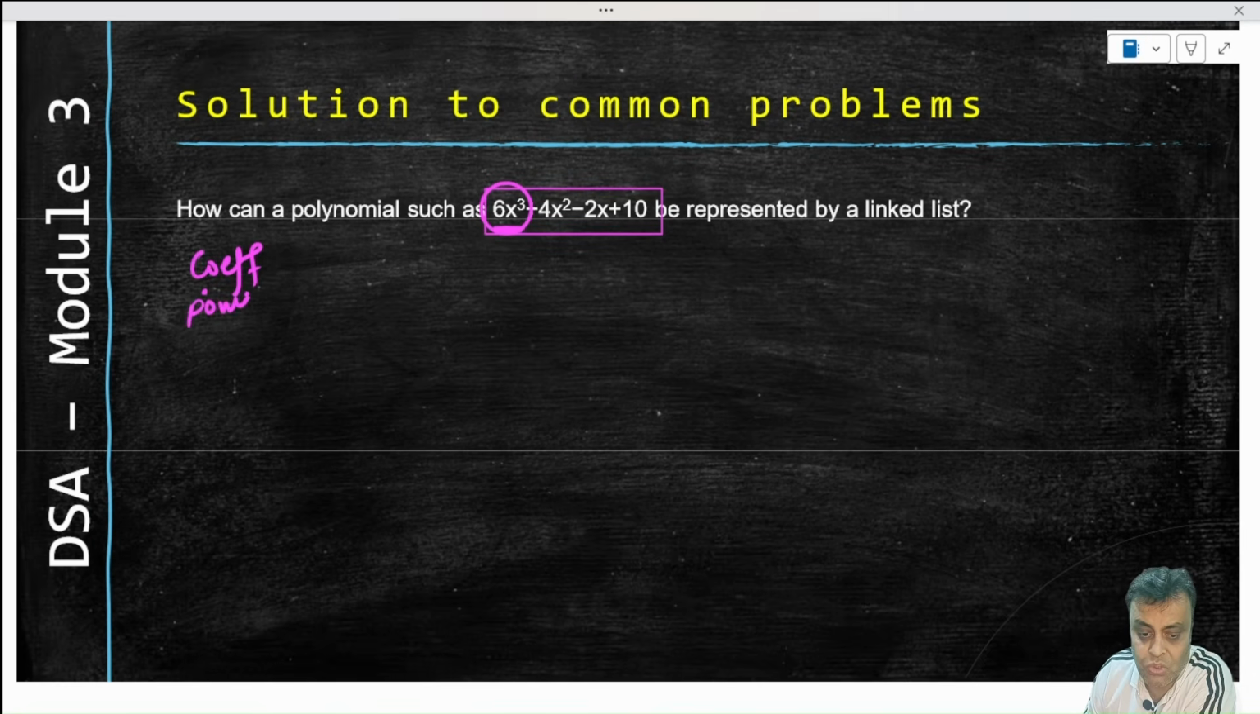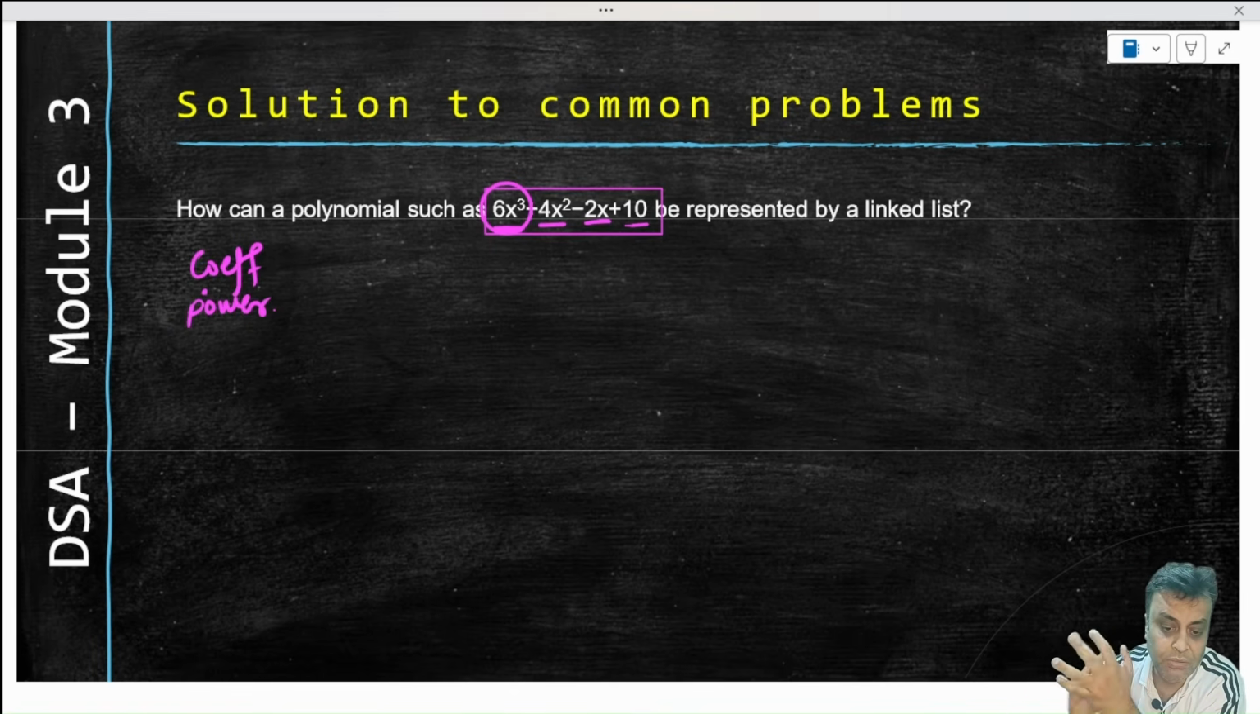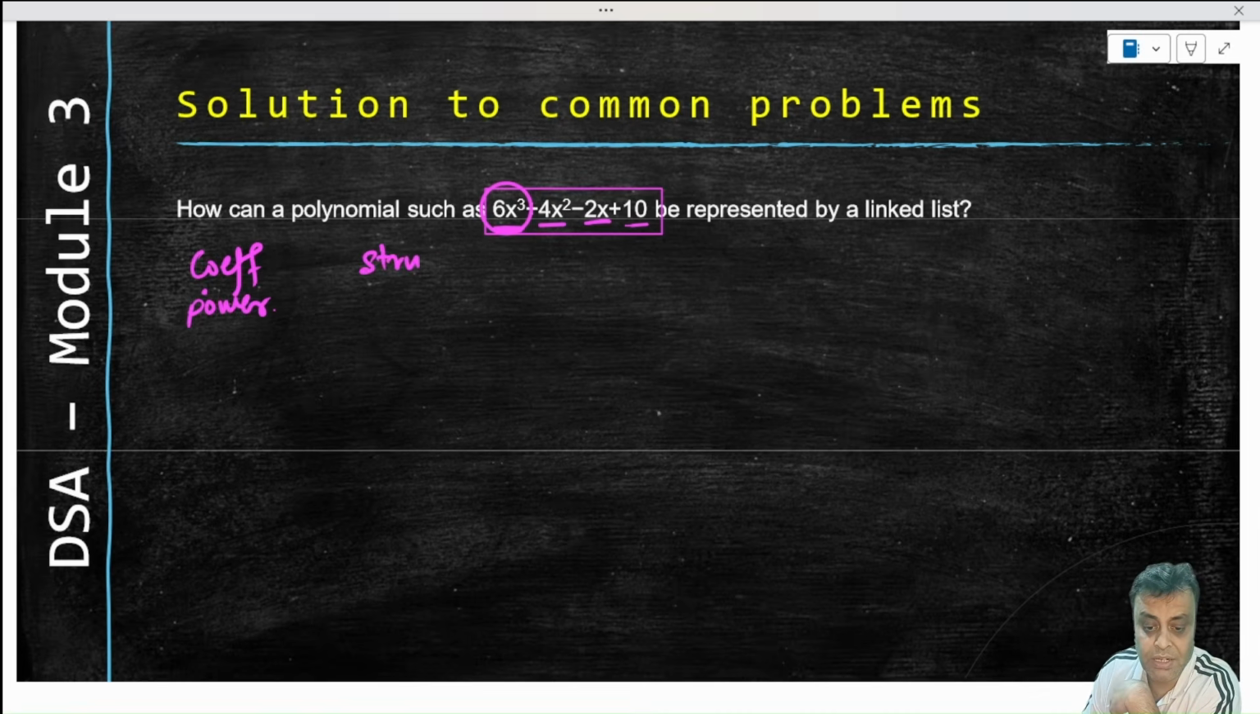So if we can store the power and the coefficient inside something, and then link it to the next element, and then link it to the next element, and then link it to the next element, then we can actually reproduce something called a polynomial, or store something as a polynomial. So what should our structure look like? We have to write that our structure will look like this.